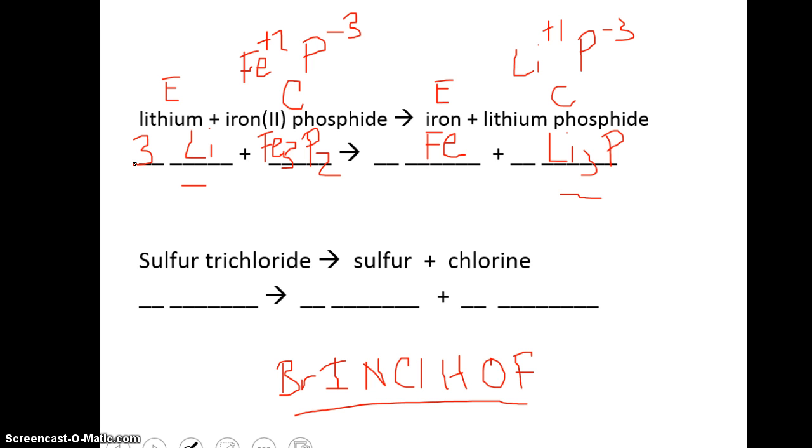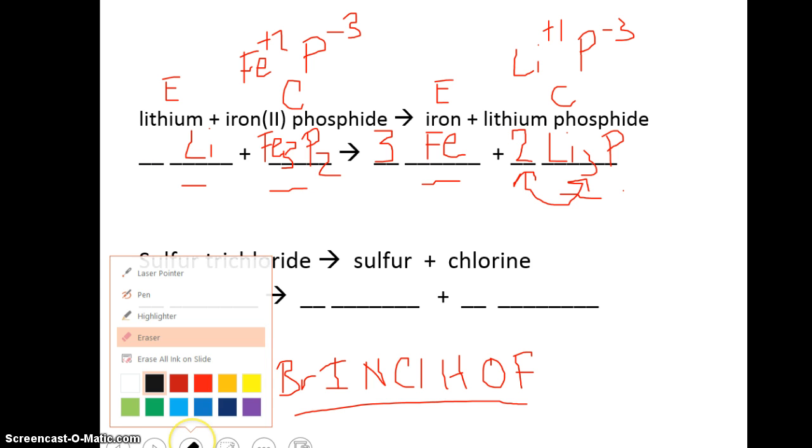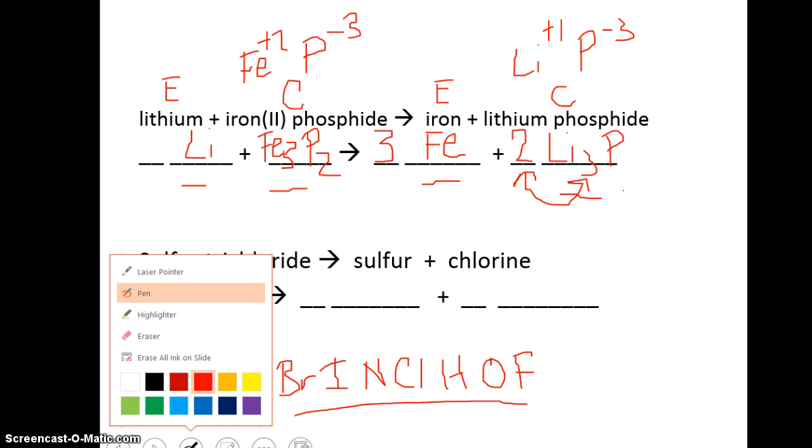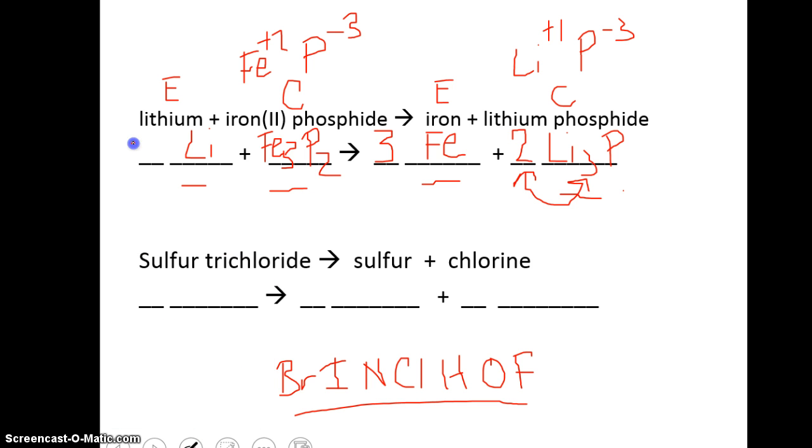On the left we have 3 Fe, and we only have 1 on the right. So we're going to put a 3 in front of the Fe to balance that. We have 2 P on the left and only 1 P on the right. So we're going to put a 2 in front of that. Realize that changes your Li. Now we have 6 Li because 2 times 3 is 6. So you're going to have to erase this 3 and add a 6 in front. You should pause and try to do the next one on your own.